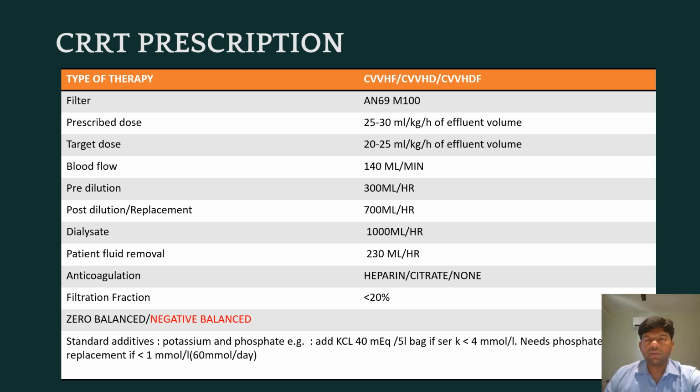Filter AN69 M100. Prescribed dose 25 to 30 ml per kg of effluent volume. Target dose 20 to 25 ml of effluent volume. And these are the blood flow, pre-dilution, post-dilution, replacement fluid, dialysate fluid rate, patient fluid removal, anticoagulation, whether heparin or regional citrate or none. Filtration fraction, always keep the filtration fraction less than 20, not more than 25. Go for zero balance or negative balance CRRT.